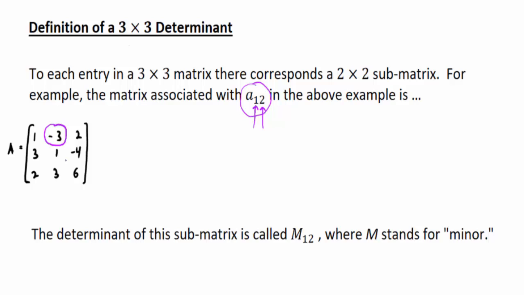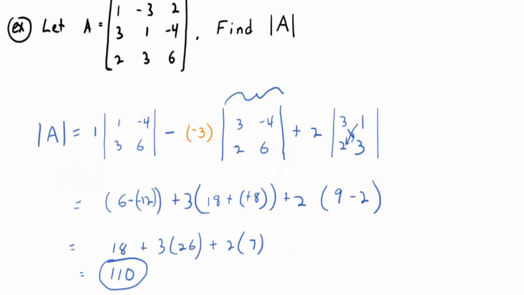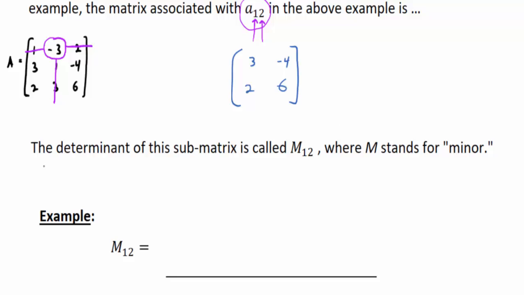So the submatrix that corresponds with that negative 3 is what you get when you cross out the corresponding column and corresponding row with A12. Cross out the row and column that correspond to A12, that correspond to that negative 3 in this case. And so what's the submatrix that we're talking about then? 3, negative 4, 2, and 6. And so that's exactly the matrix we had here in the middle from when we first showed you how to calculate a determinant. The determinant of this submatrix is called M12, where M stands for minor.